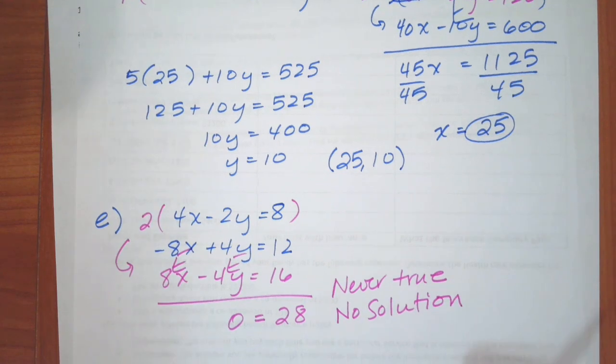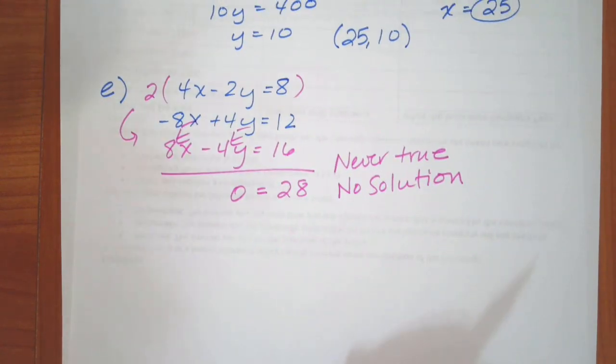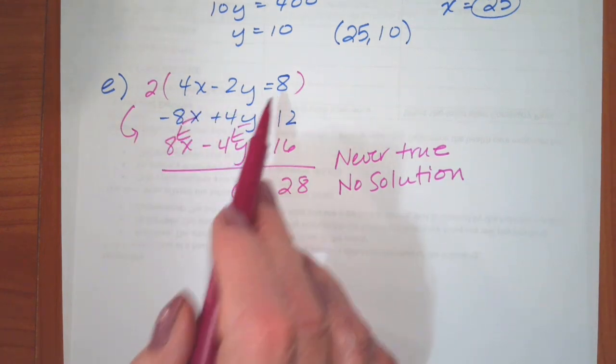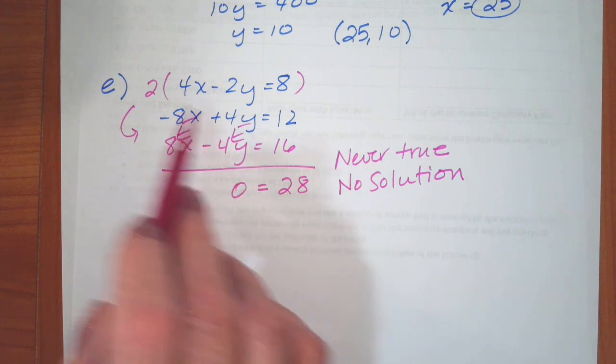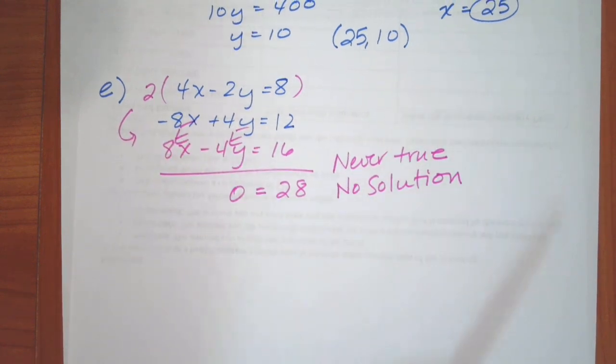There is no x and y that will make both of them true. There's a bunch of combinations that make this true, a bunch of combinations that make this true, but there is not a combination that makes both of them true.